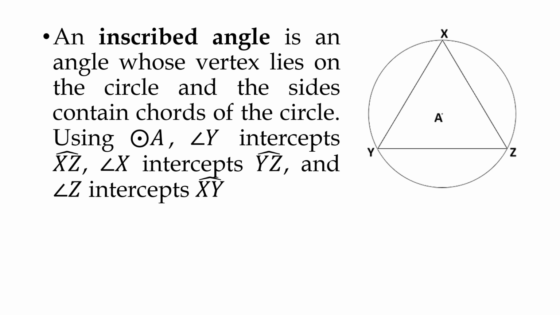Okay, now let us discuss inscribed angles. An inscribed angle is an angle whose vertex lies on the circle and whose sides contain chords of the circle. So using circle A, angle Y intercepts arc XZ, angle X intercepts arc YZ, and angle Z intercepts arc XY. Diba?